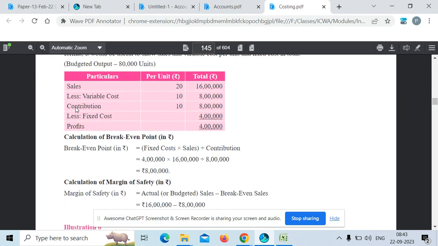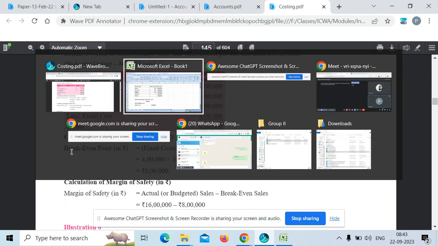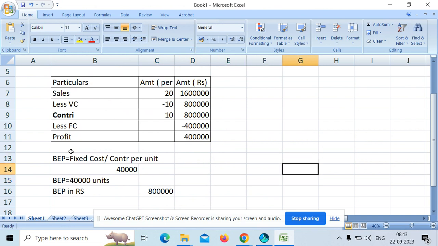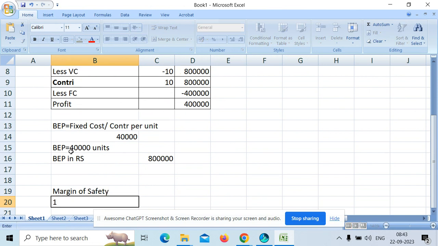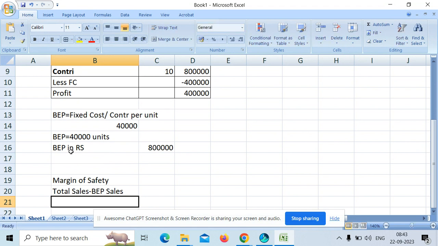Then next one we have is margin of safety. So let's go for margin of safety. So we had discussed what is the formula for margin of safety. Margin of safety is total sales minus BEP sales. Right? Margin of safety is total sales minus BEP sales.